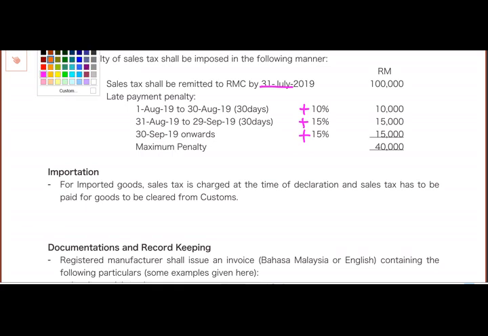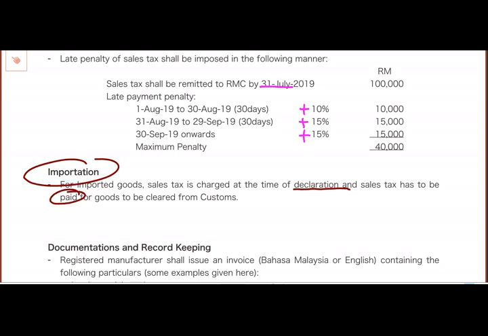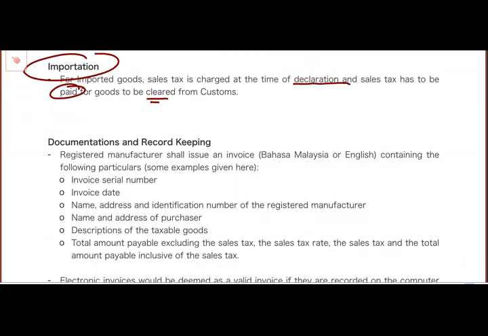Now importer, don't use that, because for an importer, the day you want to take the goods out from custom, you settle the tax. You don't settle, don't take. That's it. You leave it with them. So that's why for imported goods, at the time of declaration, the sales tax will be charged, and you have to pay before you clear them out from the customs. Okay?